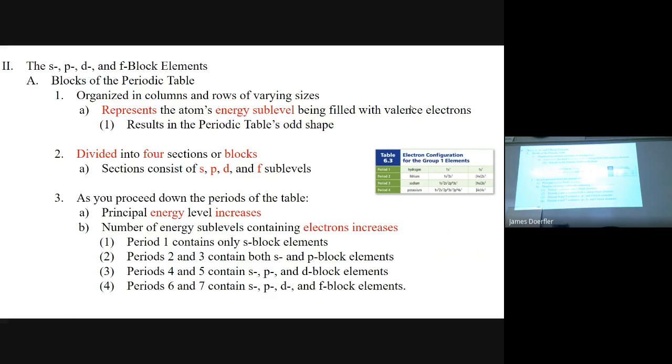So we've got the S, we've got the P, we've got the D, we've got the F. Again, I've already mentioned here before when we got to this slide, 3 out of the 4. So as you proceed down the periods of the table, you're going to see an increase in the principal energy level. So what that means is the number of energy sublevels containing electrons is also going to increase. Period 1 contains only S block elements. That's going to be hydrogen and helium. Periods 2 and 3 contain both the S and P block. Periods 4 and 5 contain the S, P, and D. And then lastly, periods 6 and 7 contain all 4 S, P, D, and F blocks.